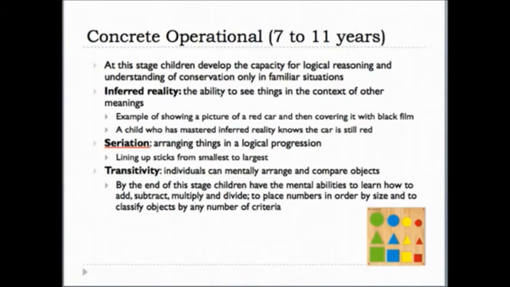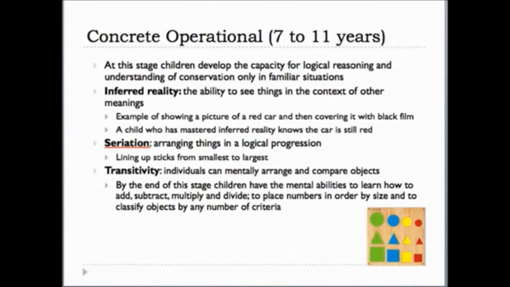So now they're able to infer reality, and they're able to see things in the context of other meanings. For example, when you show a child within the concrete operational stage a picture of a red car and then cover it up with a black film, the child who has mastered inferred reality knows that the car is still red, whereas a child who has not mastered inferred reality would think that the car was black.